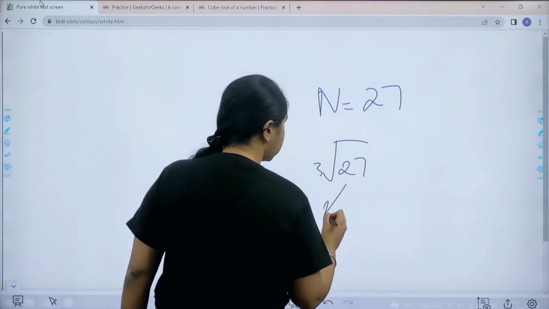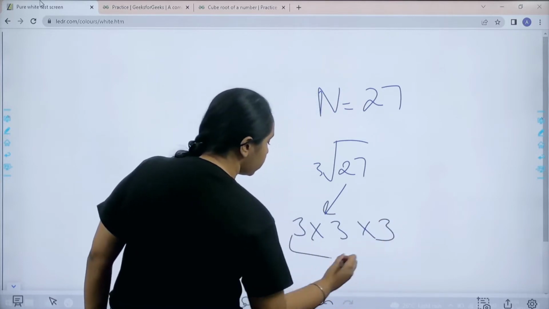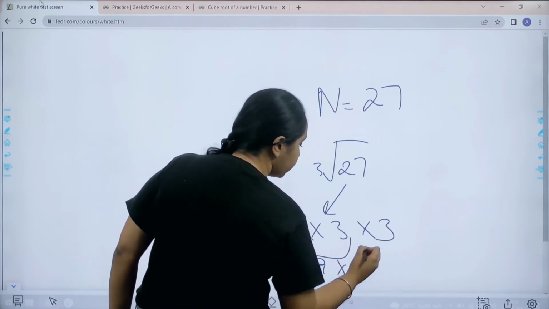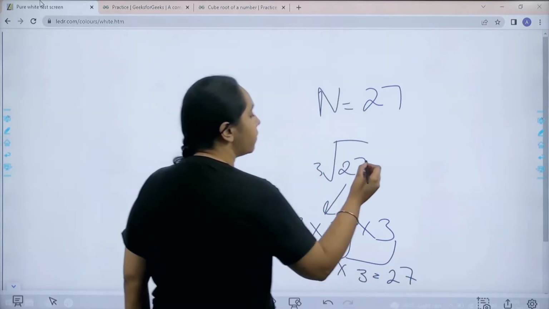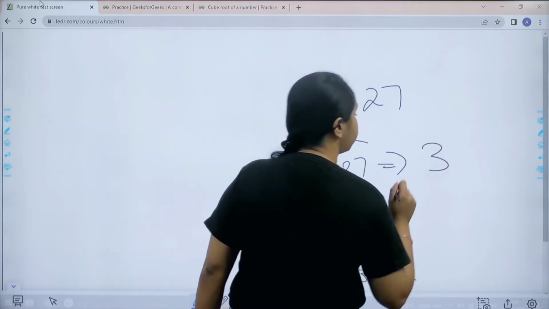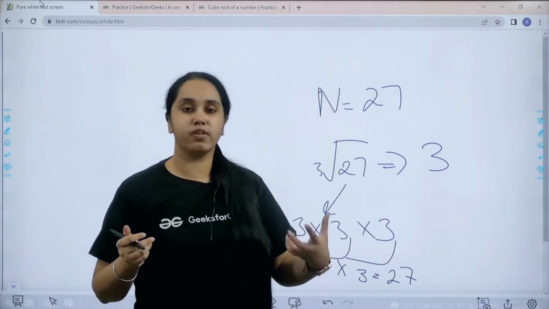27 is achieved by 3 into 3 into 3, right? Where 3 into 3 is 9 and 9 into 3 would give you 27. So the output for this would be 3, correct? We just need to find the cube root for the given values.